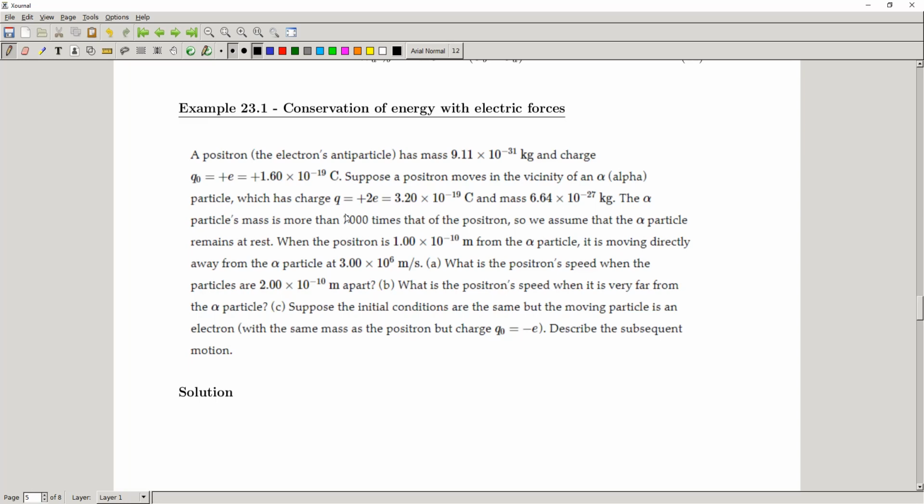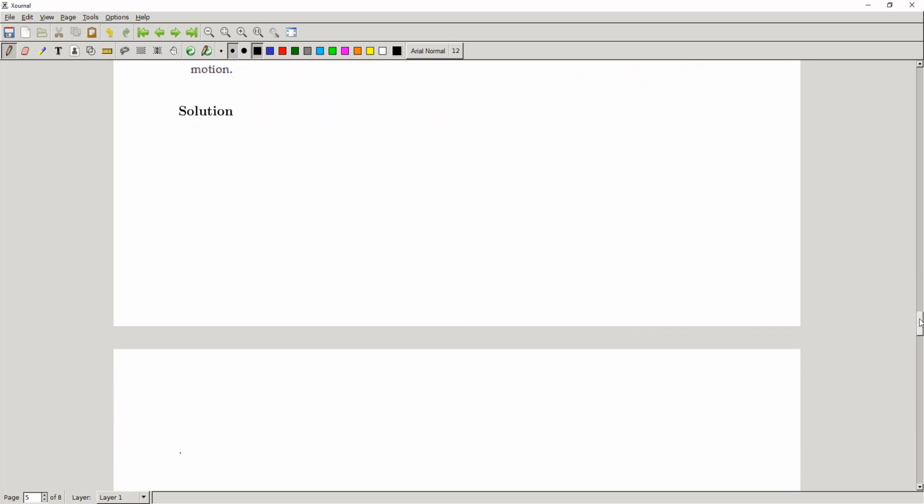Then we want to find its speed when it's very far away from the alpha particle, so basically as the distance goes to infinity. And then we want to suppose that the initial conditions are the same, but that the moving particle is an electron, not a positron, so we're going to flip the sign on the charge and see how that affects our motion.